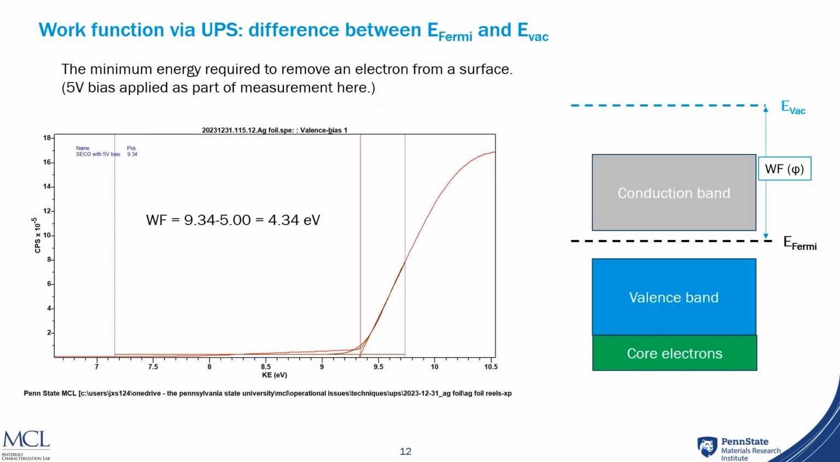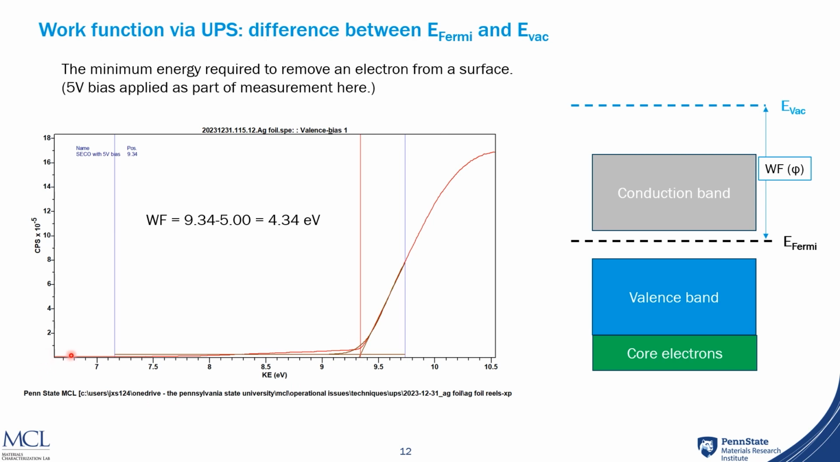So to measure the work function via UPS, we look at the onset energy. So first of all, we apply a bias, in this case a 5-volt bias to the sample surface, which essentially separates the weak or the low energy secondary electrons from the onset electrons that we're interested in to measure the work function.